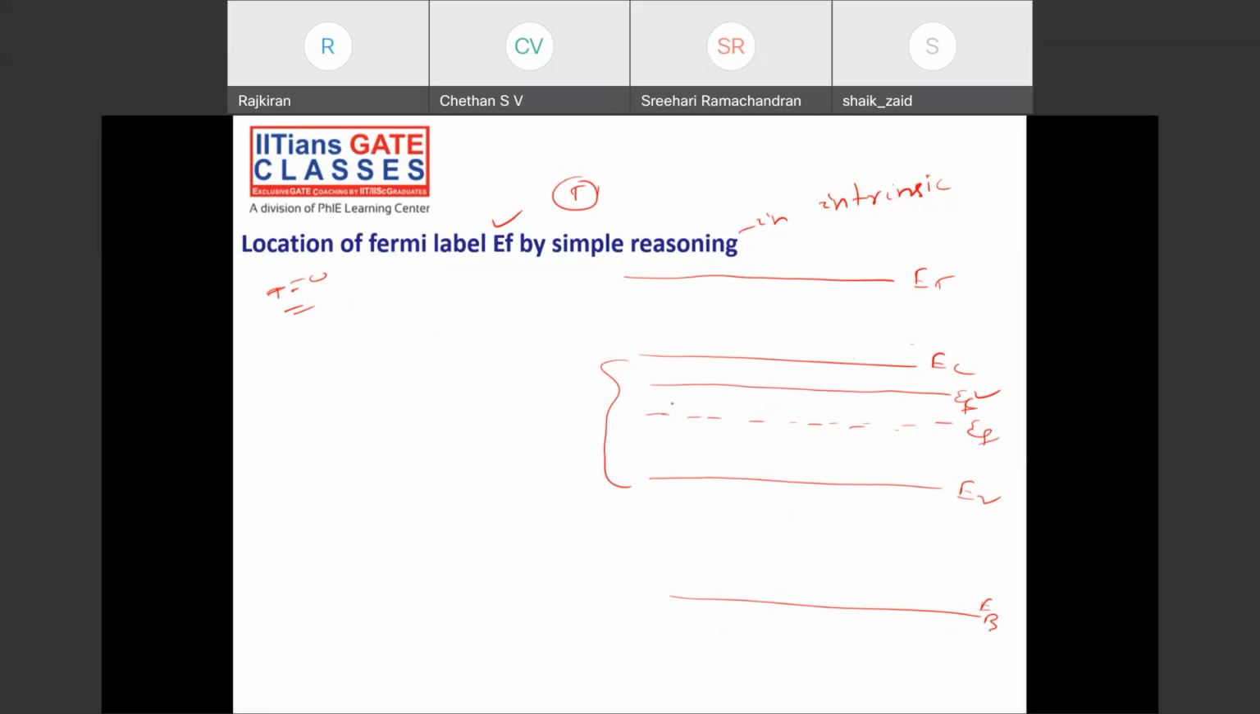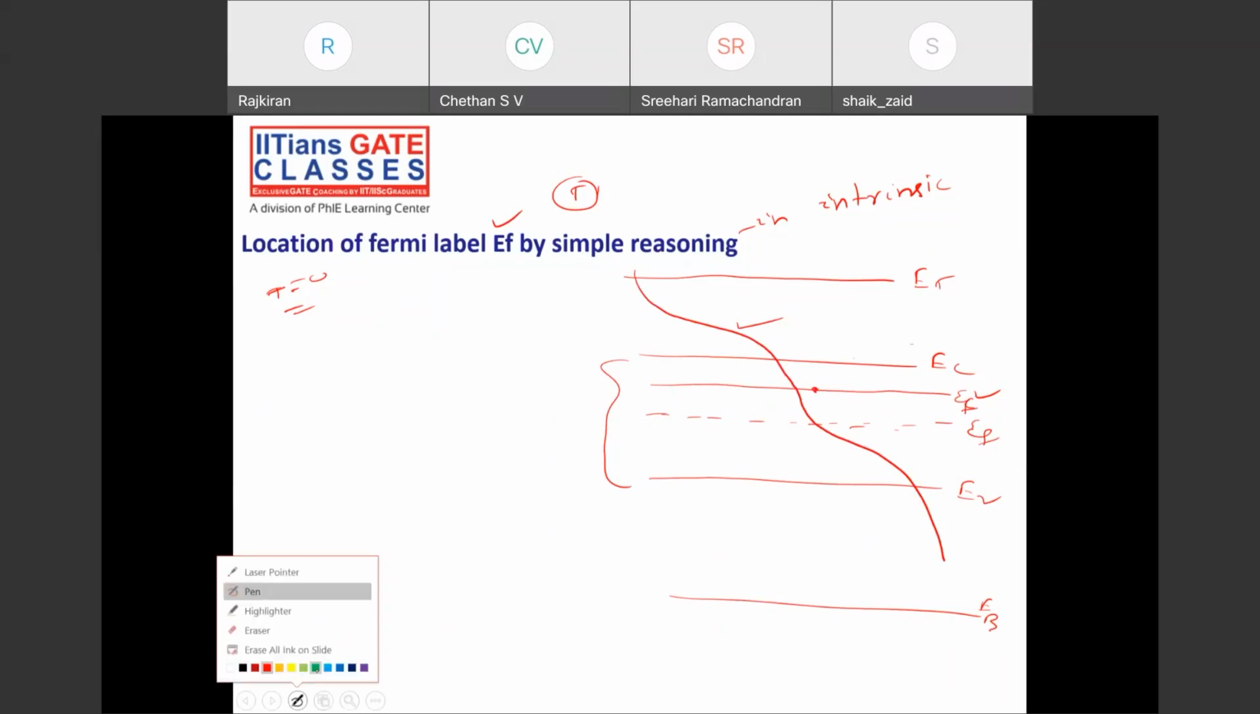It's not possible because if EF would have been close to the conduction band, what will happen? You will get a curve like this. Here half we got, then here 1. Suppose this is the position of my EF, this is my Fermi function. Suppose exactly it is in the middle. How will you get it? Here it is half.